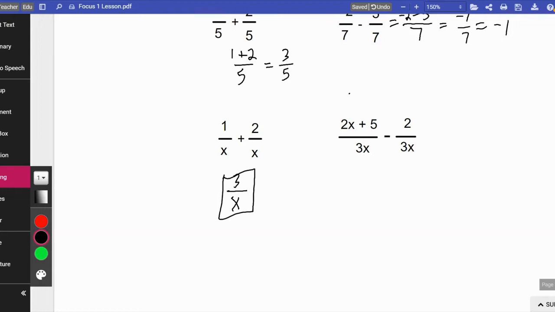So next one, same deal. Common denominator, so I can just go straight to the end and say this is 3x on the bottom. I can join them. Now on the top, I see that I have 2x, and there's nothing else. The 2x and the 5 are not like terms.